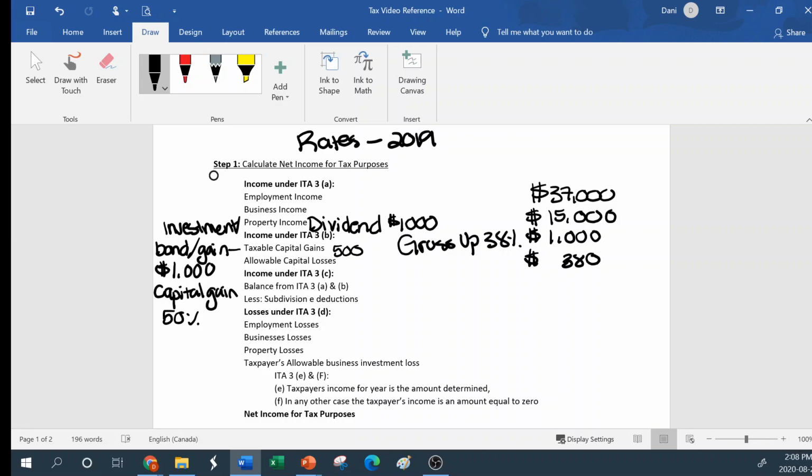Now we need to look at, okay, well, what if there's allowable capital losses in the year? So let's pretend that we also have an allowable capital loss. So let's say that we sold a piece of art and we didn't get as much as we originally paid for it. So therefore we have a loss of, let's say, $300. Again, to make it an allowable capital loss, it means that we get to reduce our income by 50% of that, so by $150.